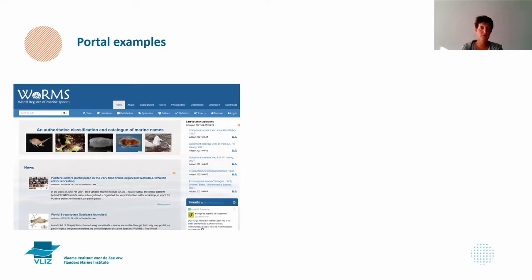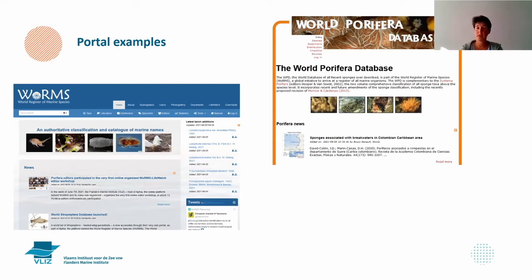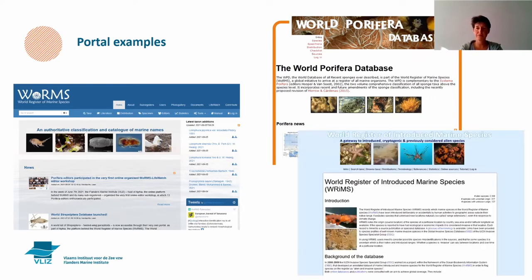Now, some of the portal examples. So the first one, WoRMS, World Register of Marine Species, the global one. The sponge database, the World Porifera database that I mentioned, specifically designed to show and capture all the sponge information that we have, and the introduced register, specifically targeting only introduced marine species. Each portal gives the opportunity to give some background information on the specific portal. So if you would go to the Porifera database, you would find some additional information and news on sponges. If you go to the introduced register, it will explain how introduced is defined and what are the means and the purposes behind that specific portal.